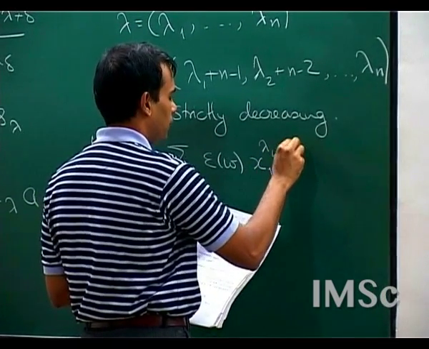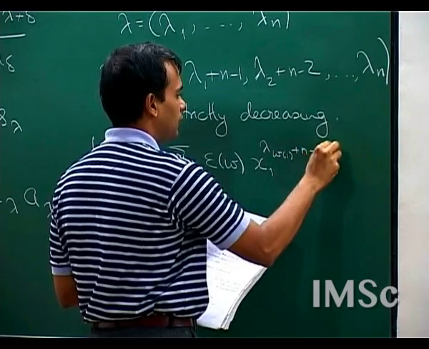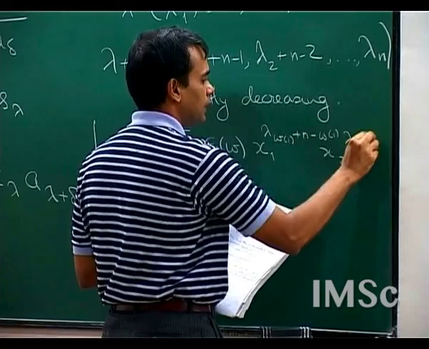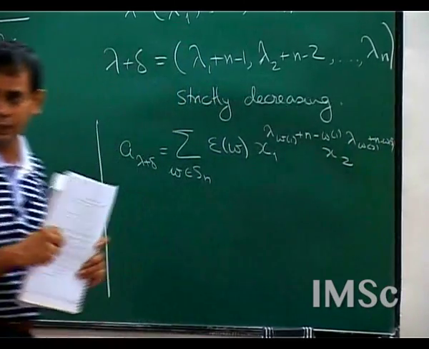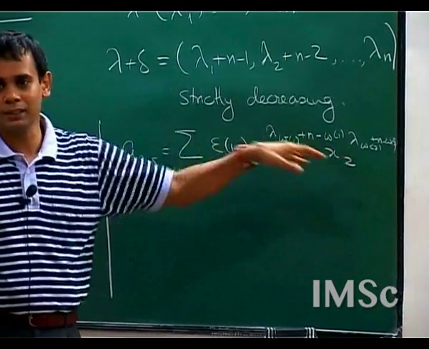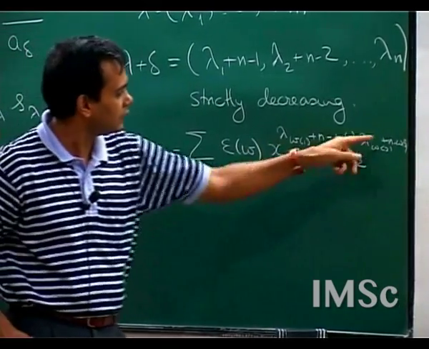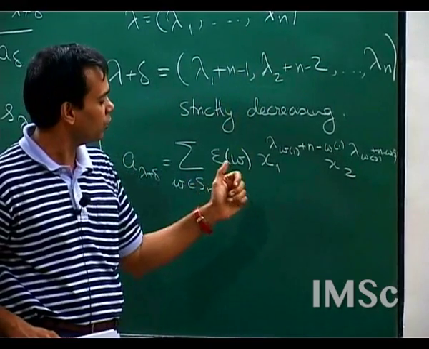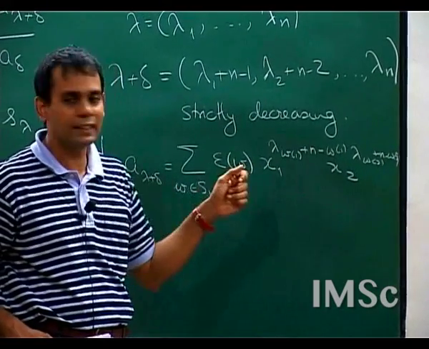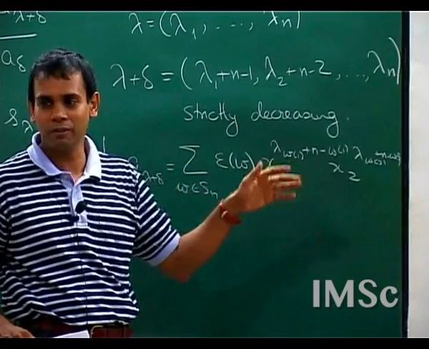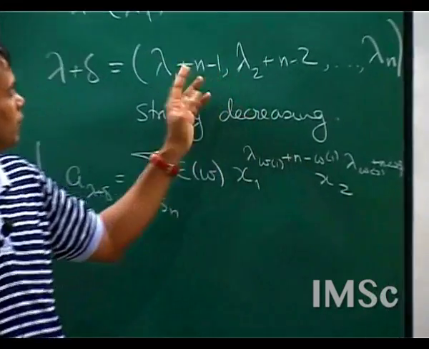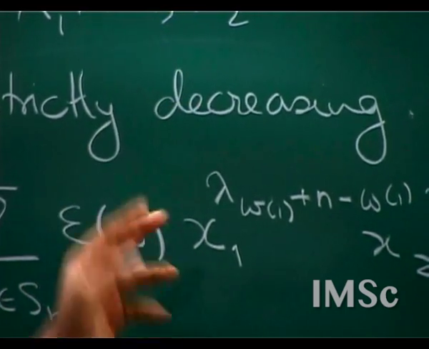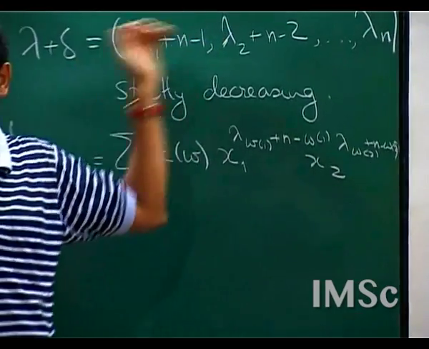w1 plus n minus w1, x2 to the lambda w2 plus n minus w2, and so on, right. So it's a sum of these monomials. Now these powers here are permutations of this original set of powers. So there's only one monomial where the power of x1 is strictly greater than the power of x2, which is strictly greater than the power of x3 in this sum, because the moment you do any non-trivial permutation here, you will have at least one place where this will be out of order, it will not be decreasing, right.